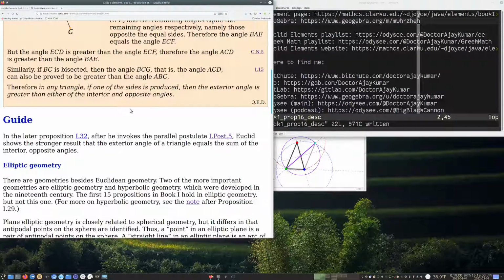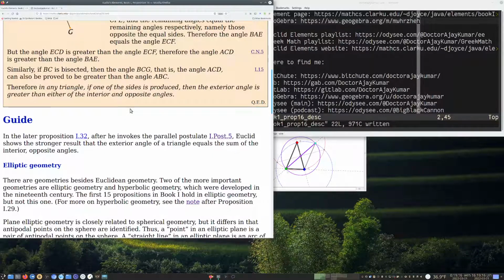The later proposition 1.32, after he invokes the parallel postulate, Euclid shows the stronger result that the exterior angle of a triangle equals the sum of the interior. Right, that's what I just said.